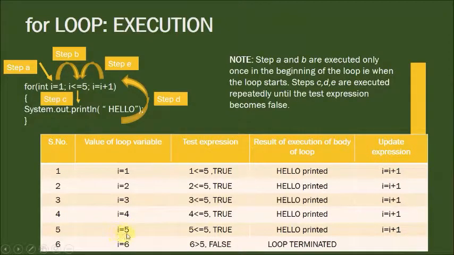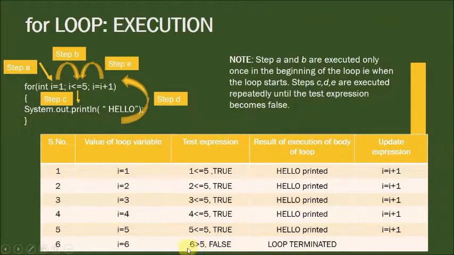So in the next step, the value of I is 5. We will again jump to the test expression: 5 less than or equal to 5. Yes, 5 is not less than 5, but it is equal to 5, so still the condition is true. So again the body is executed and hello will be printed on the screen, and we will go to the update expression. The value of I was 5. After the execution of the update expression, the value becomes 6. So in the next step, I is equal to 6.